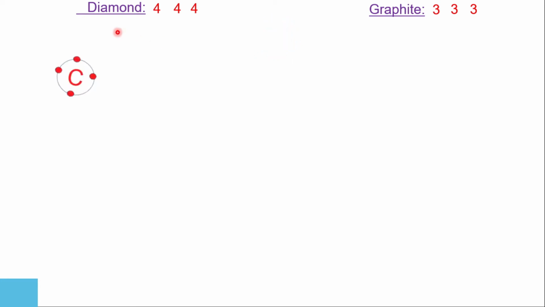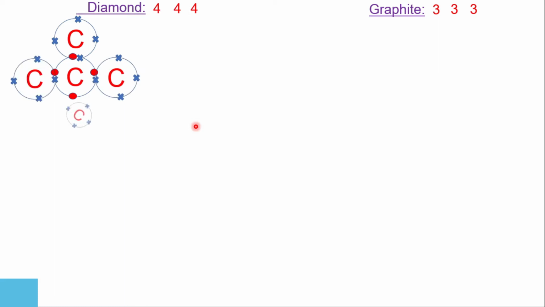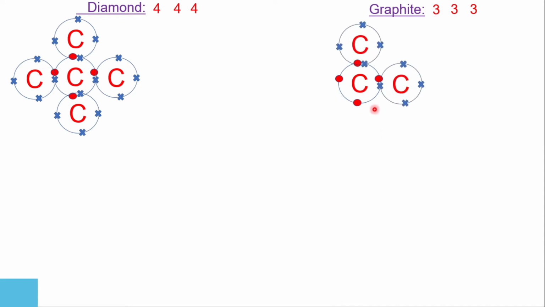In diamond, a carbon atom makes 4 bonds with 4 adjacent carbon atoms. Here's a central atom, dot and cross diagram, and this happens for other carbon atoms too. This goes on. And in graphite, a carbon atom bonds with 3 carbon atoms, leaving 1 electron unbonded. Here, the same thing happens for these 3 carbon atoms and all other carbon atoms in graphite.